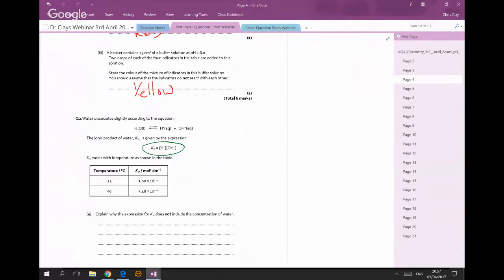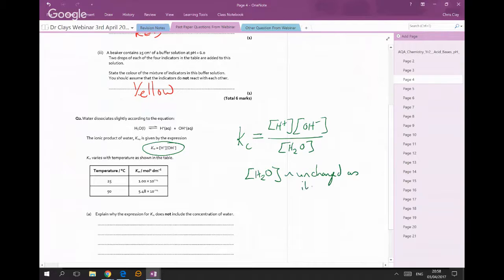But if we were to write the KC for this expression, we would have H plus OH minus over a concentration of H2O. Now the key here is that the concentration of H2O is going to remain almost unchanged, as it's very large. So therefore, we can write a new expression, KW is going to be equivalent to KC multiplied by the concentration of water. And that's because this value is virtually unchanged, which is equal to the H plus ion concentration and the OH minus concentration.